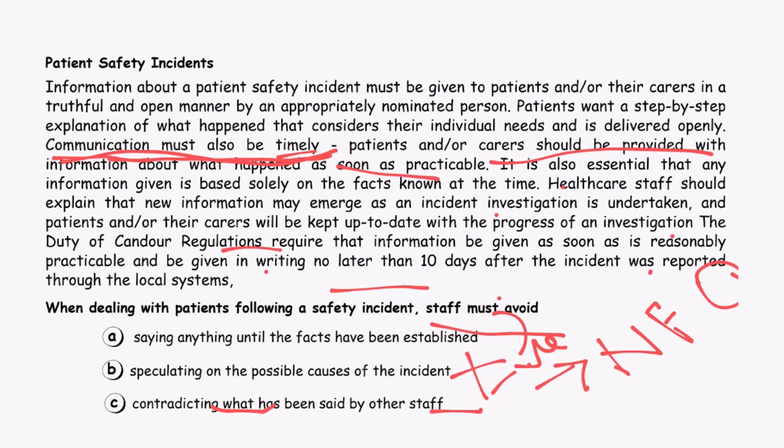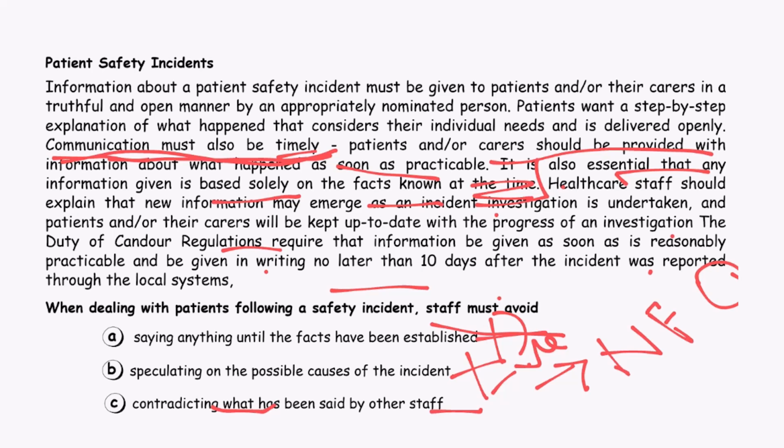And let's correlate with answer option A, saying anything until the facts have been established. So staff must avoid saying anything until the facts have been established, which means we're supposed to not say anything until the facts have been established. But actually what they have mentioned is that it is also essential that any information given is based solely on the facts known at the time. So whatever you know at the time, you have to establish. So this is the opposite information, not the information they have given in the passage. So you can eliminate answer option A.